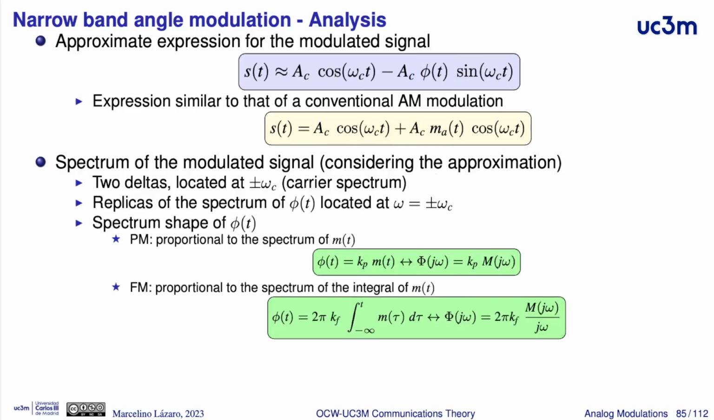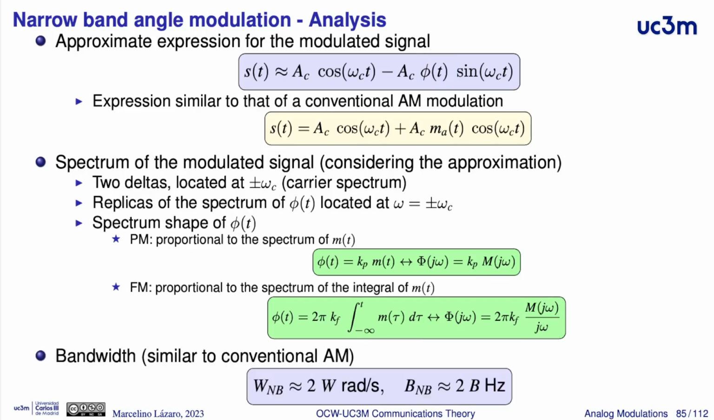If now we take into account the expressions for phi in a phase modulation and in a frequency modulation, the replicas that we have at plus and minus omega c are replicas of the frequency response of the modulating signal in a phase modulation, and replicas of the frequency response of the integral of the modulating signal in a frequency modulation, which in the frequency domain is a division by j omega.